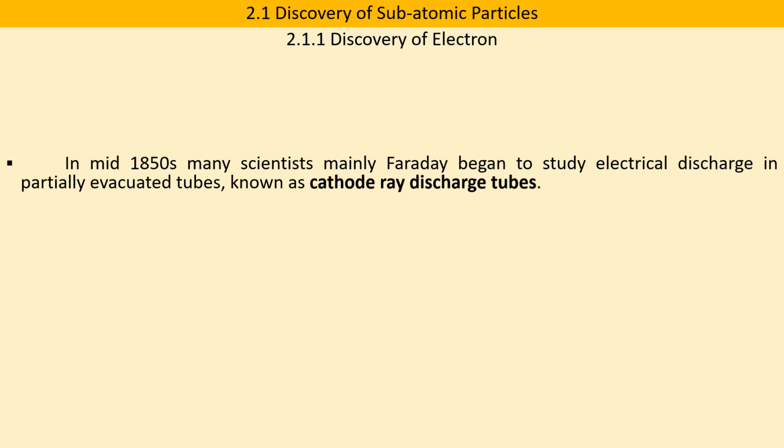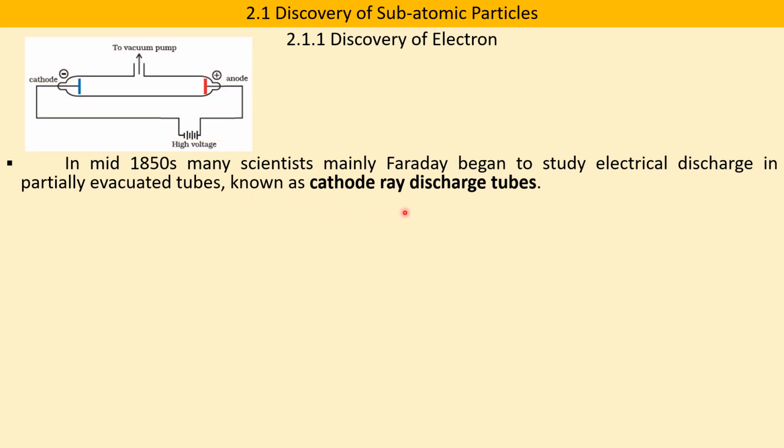Discovery of electrons. In mid 1850s, many scientists, mainly Faraday, began to study electrical discharge in partially evacuated tubes known as cathode ray discharge tubes. The figure on the screen shows a cathode ray discharge tube. This tube has a cathode, negatively charged, connected to a negative battery, and anode connected to the positive side of a high voltage battery.